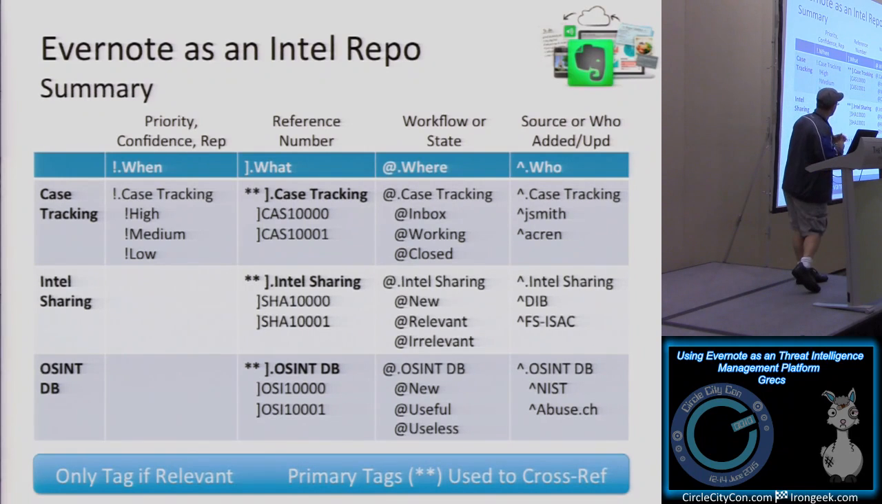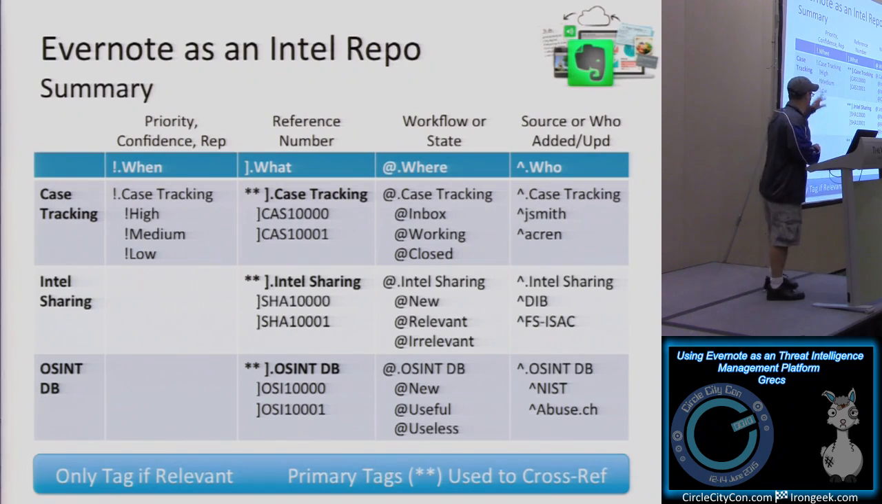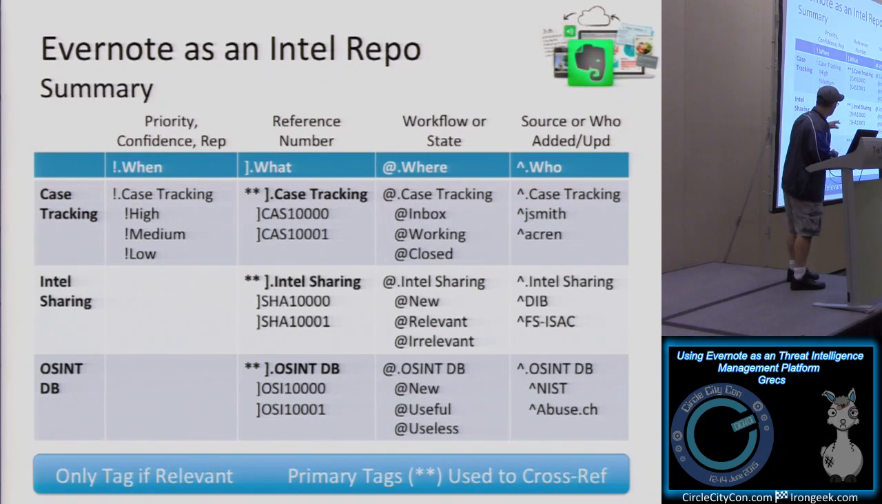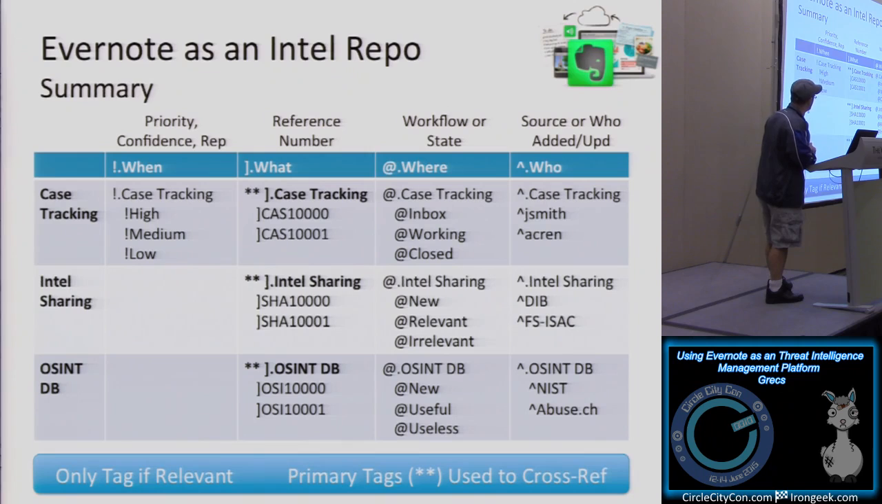For intel sharing, I wanted to come up with slightly different names. So there's something that's new, that's maybe never been looked at. And then maybe people, as they look at it, could tag it as, hey, this is relevant or not relevant. And you can come up with your own structure there. And then for the open source intel, new is the default state. But if somebody used it in one of their cases, maybe they could tag it as useful or useless. And you can look at some of the other options there too.